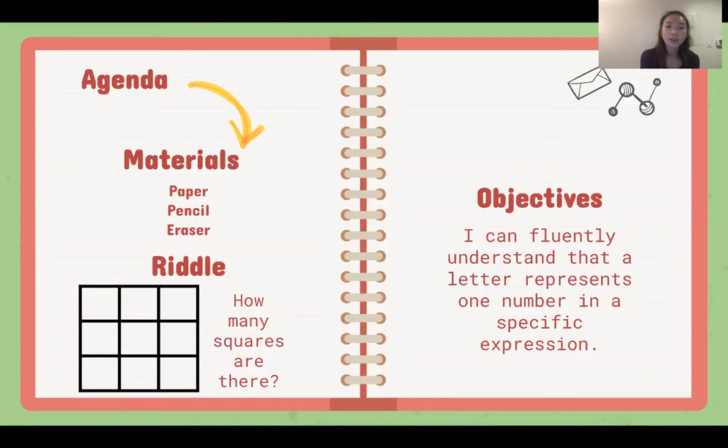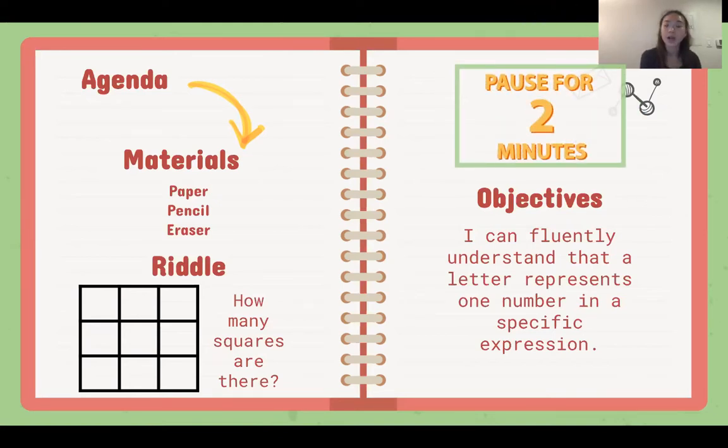So for our riddle today, we have how many squares are there? We're going to look at that picture and count how many squares there are. Really think about that because it can get a little bit tricky. I will give you about 2 minutes to go and get those materials and figure out that riddle. If you can pause here for that 2 minutes, we will come back and go over the answer for the riddle.